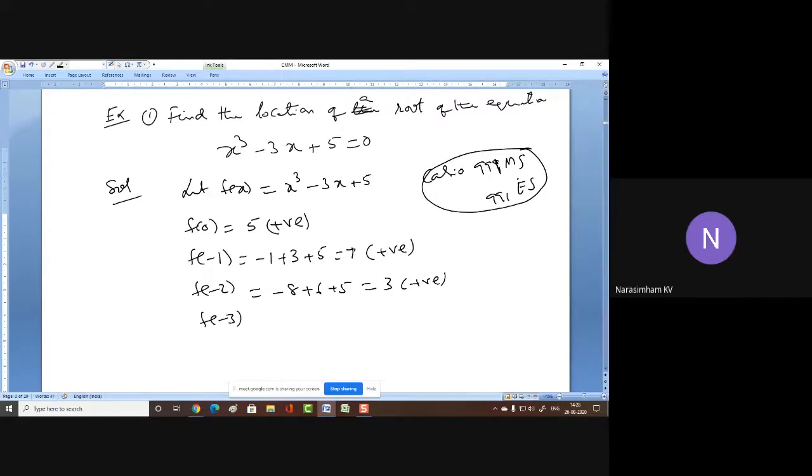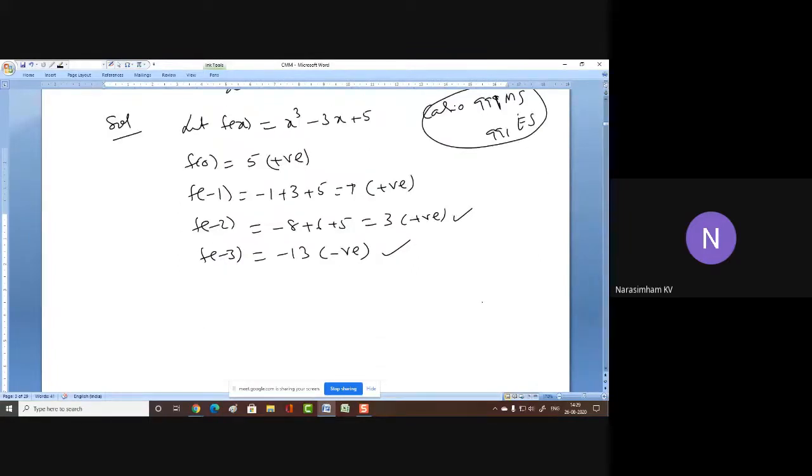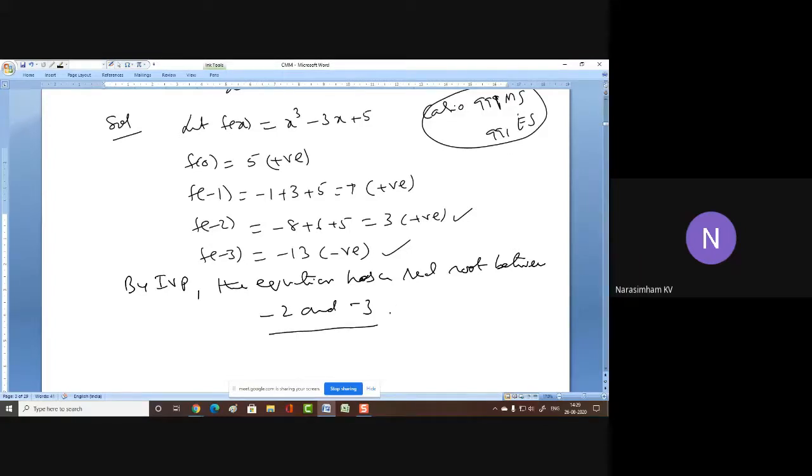f of minus 3. If you put x equals minus 3, what happens? Minus 13, negative. Whenever you get alternately positive and negative, or negative and positive, what do you say? By the intermediate value theorem, the given equation has a real root between which numbers? Minus 2 and minus 3. So we can find the root between minus 2 and minus 3. This is very, very important. For each and every problem, we will apply this technique.